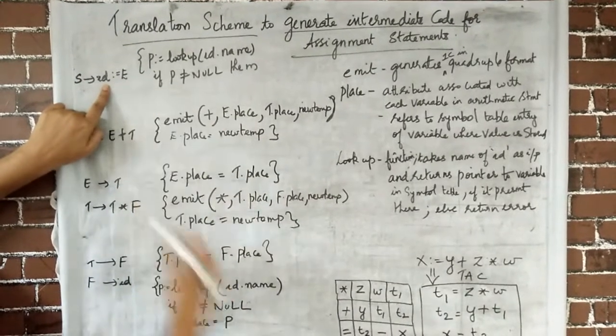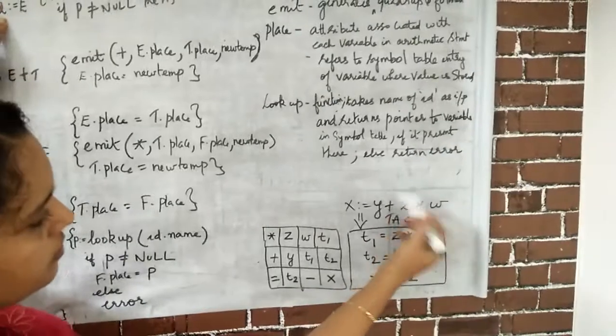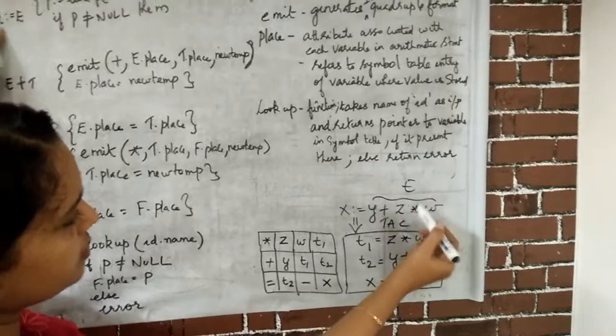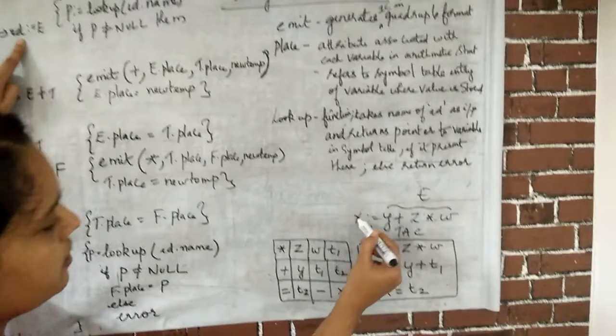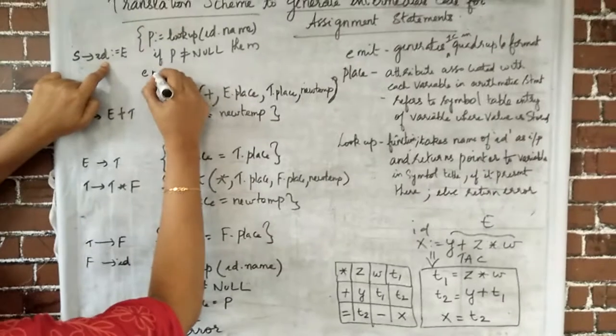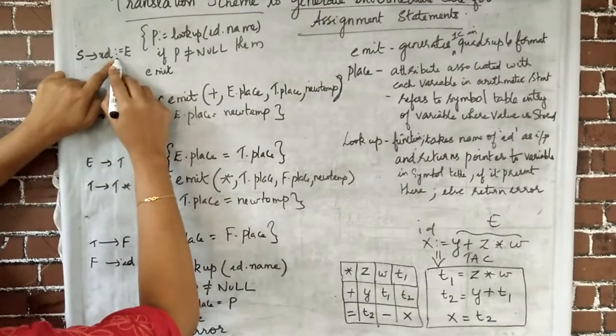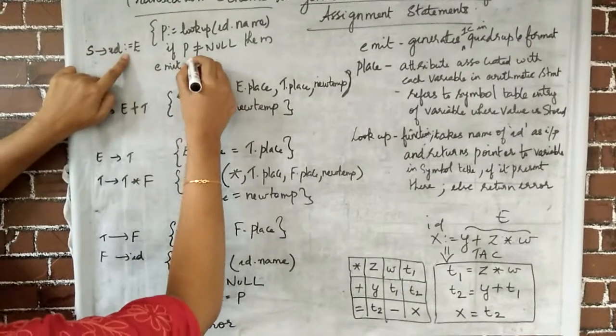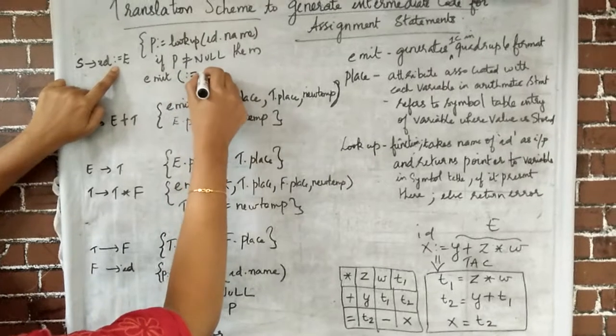The ID equal to E means it is similar to this one. So this will be your E. The value of this expression has to be assigned to this ID X, right? So what we have to do, we have to emit a quadruple here. Why? Because we have an assignment operator here. Emit, the operator is assignment.